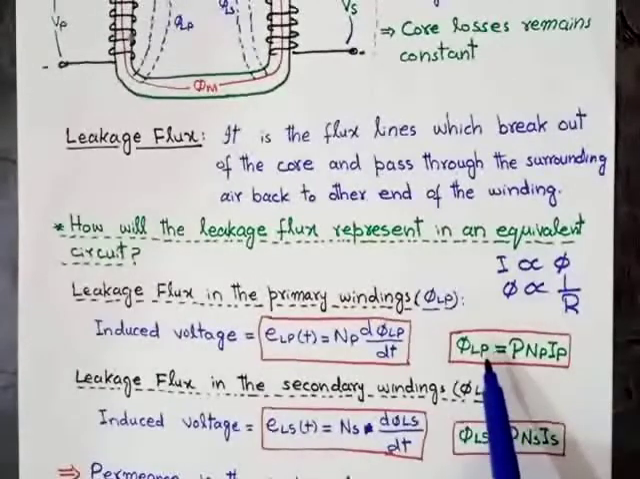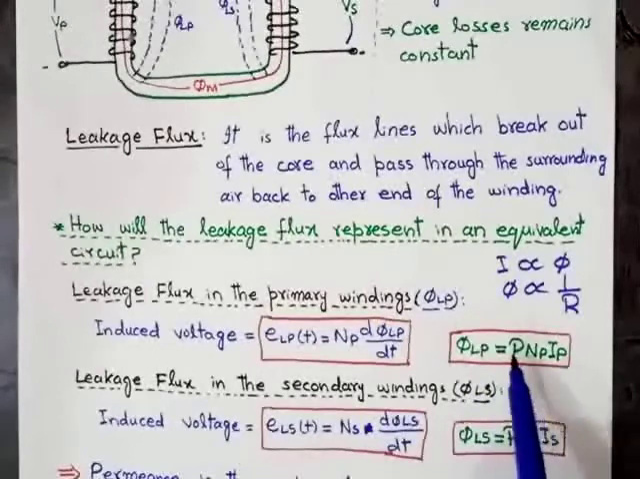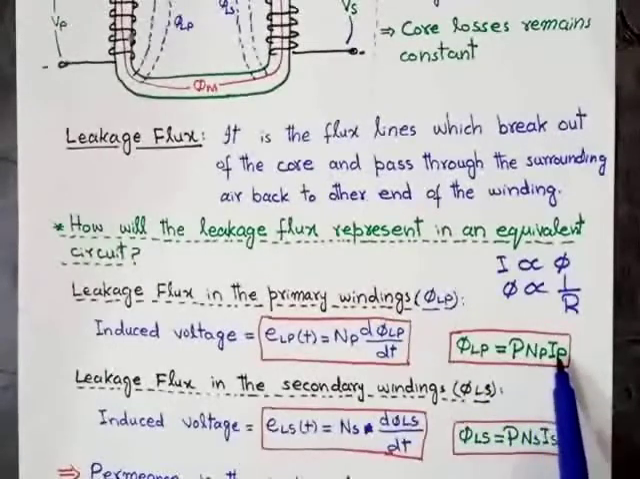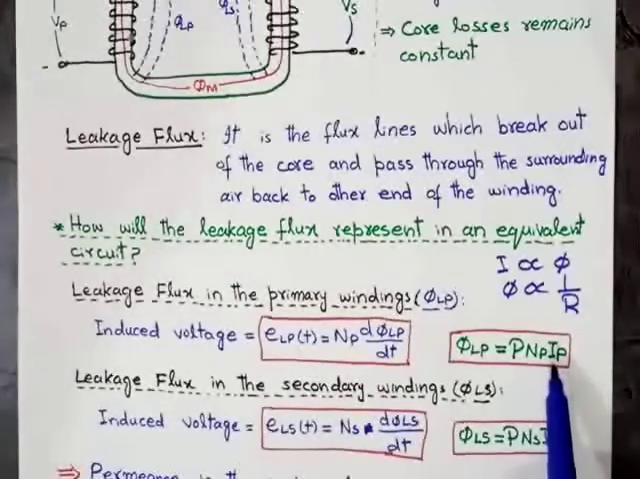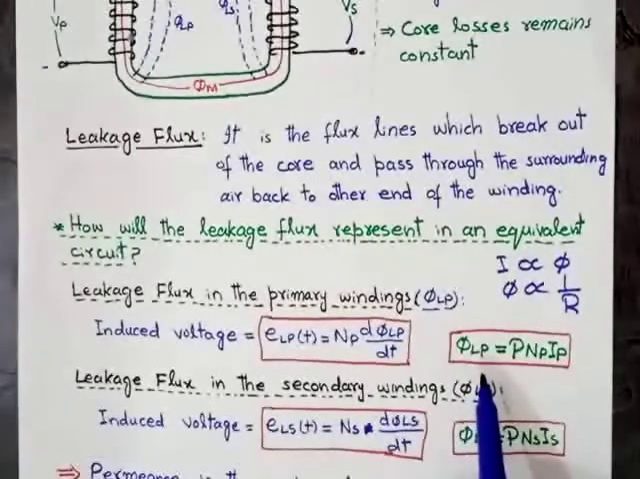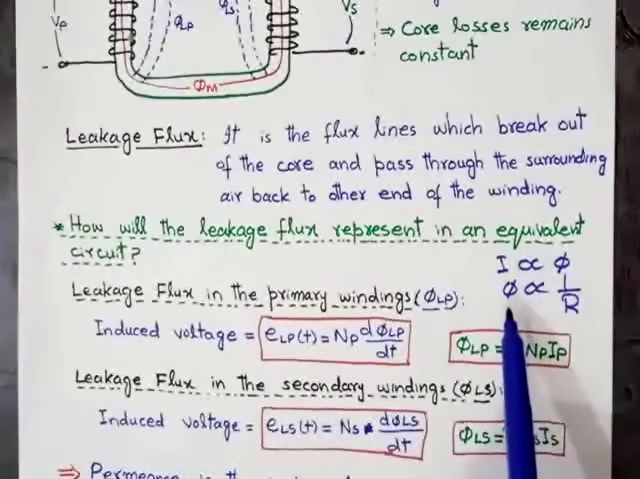So therefore the formula of the leakage flux is permeance into NP into IP. IP means primary current and NP means primary number of turns. When the value of the current increases, the leakage flux will increase. When the value of the reluctance increases, the flux will decrease.